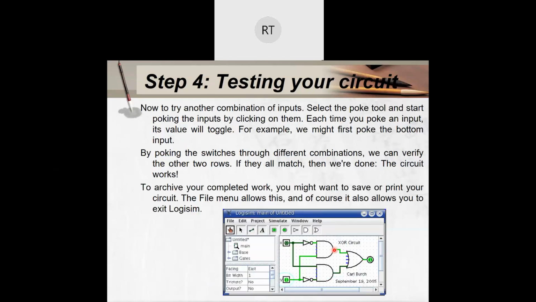So now, testing your circuit. How do you test your circuit? Now, to try another combination, look what he did. He poked the 0. So now I have a 0 and a 1, and it gave me a 1. Do you notice how these colors go? So this is a 1. This is going to be here a 1, and this will be converted also to a 1, so it's an AND. So you see the flow of it until it reaches here a 1.